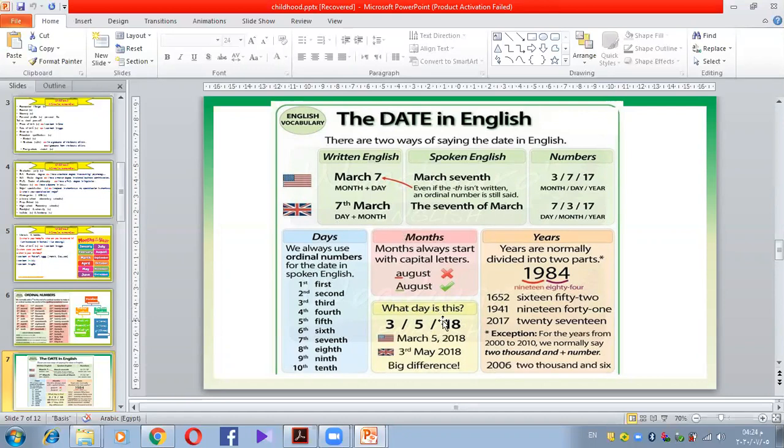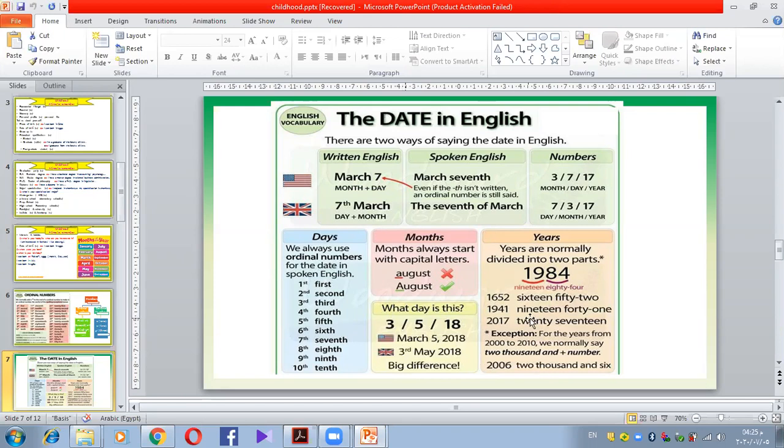What day is this؟ ايه الداي ده؟ هتقراه ازاي بقى الداي ده؟ If it's American English، لو كان American English يبقى طبعا المونث الأول، يبقى هقراه كام؟ March 5th 2080. اوكي؟ طب لو كان British English يبقى هقراه ايه؟ يبقى ده الداي، يبقى 3rd of May. شايف المونث اتغير ازاي؟ المونث هنا كان March بقى هنا May، يبقى 3rd of May or the 3rd of May 2080. طبعا it's big difference.